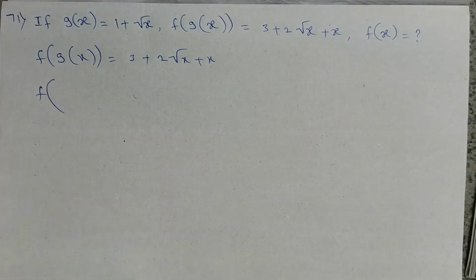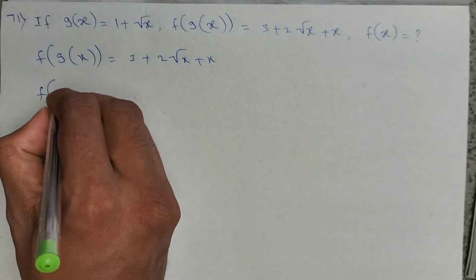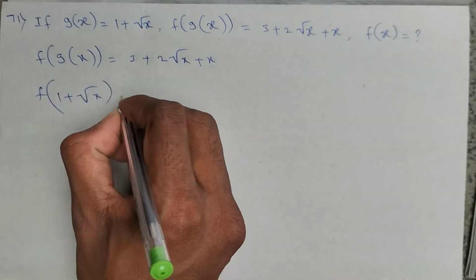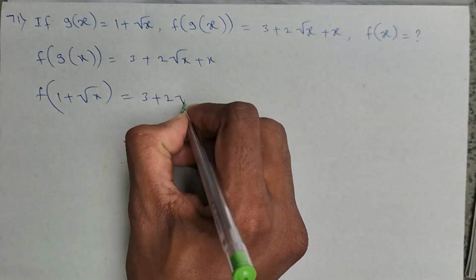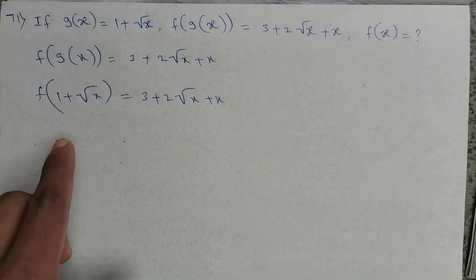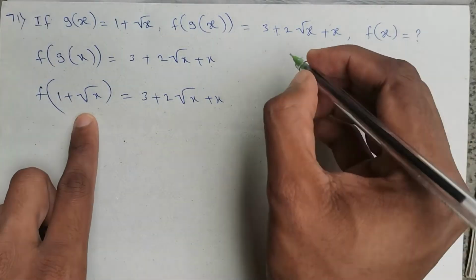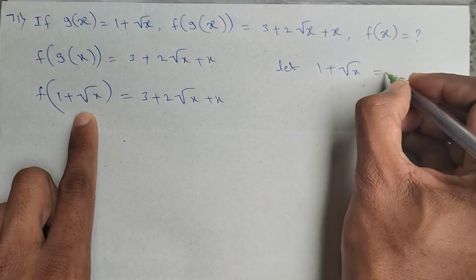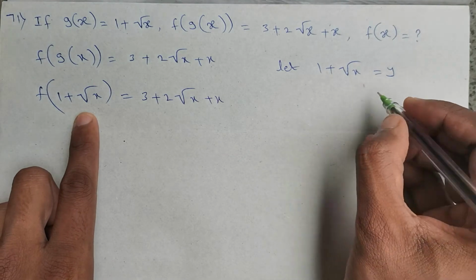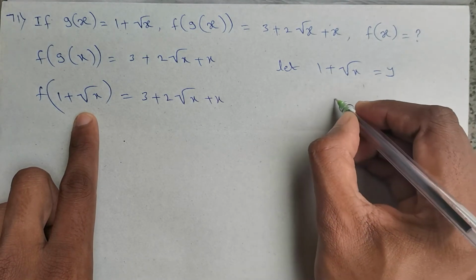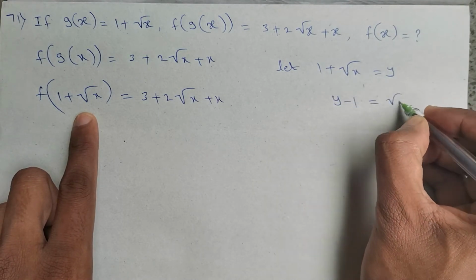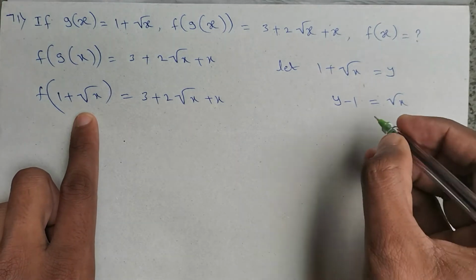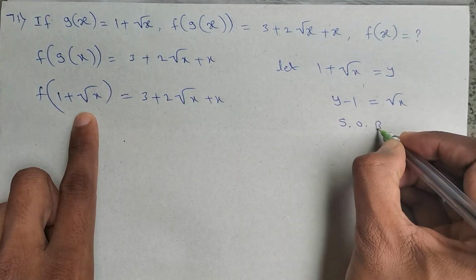F of g of x, where g of x is given as 1 plus root x, is equal to 3 plus 2 root x plus x. Here 1 plus root x, I will take it as y. So let 1 plus root x be equal to y. So plus 1 I will take to the right side. We will get y minus 1 is equal to root x. I will do squaring on both the sides.